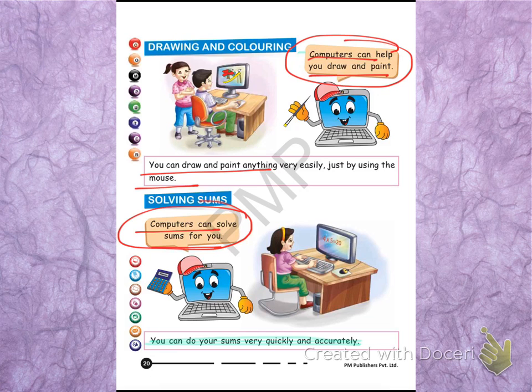Can you name a software, children? Just now I have spoken about it. What is the name of the software, children? Yes, it is MS Paint. Okay, so using MS Paint we are able to draw any particular drawings and paintings.